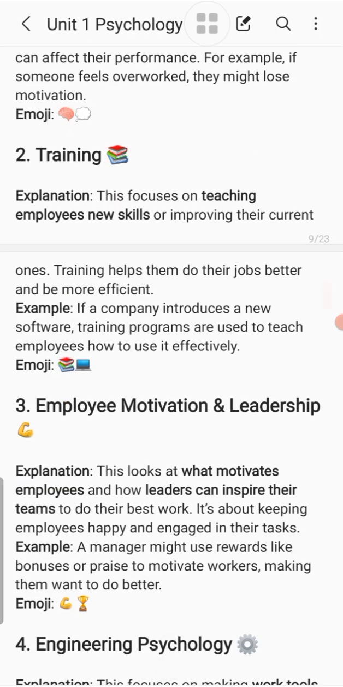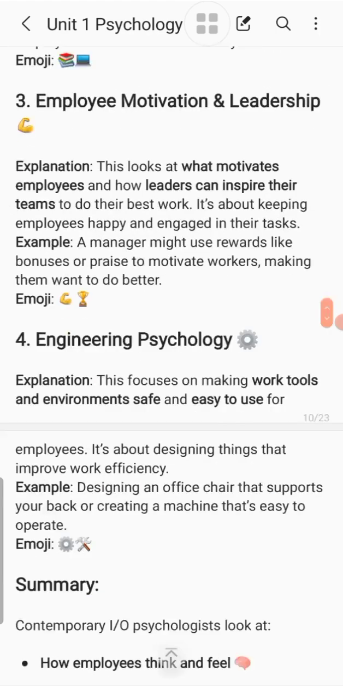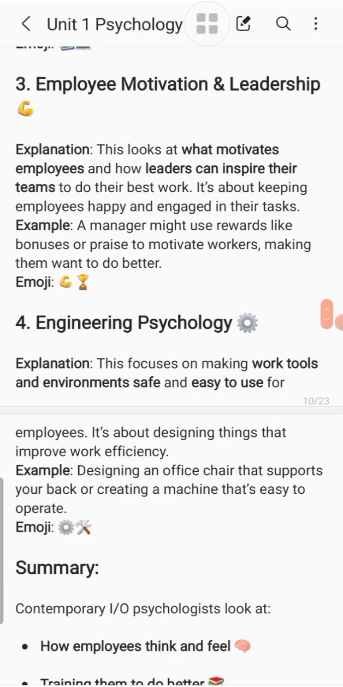Employee motivation and leadership. This looks at what motivates employees and how leaders can inspire their teams to do their best work. It's about keeping employees happy and engaged in their tasks. A manager might use rewards like bonuses or praise to motivate workers, making them want to do better. Engineering psychology. This focuses on making work tools and environments safe and easy to use for employees. It's about designing things that improve work efficiency.